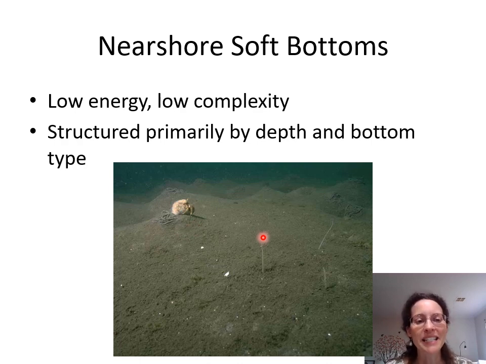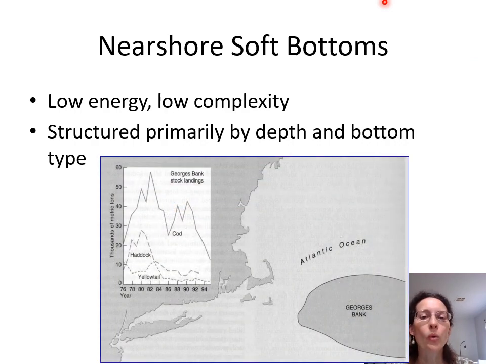Structured primarily by depth and bottom type, so you're going to find certain species associated with that specific nearshore soft bottom, depending on where it is in terms of its depth and exactly what the bottom is made up of. What we see is this interesting influence of diversity with the bottom type. So species aren't that diverse, but if you remove one species, one of those other species will take over and become abundant, keeping the biomass levels fairly high.